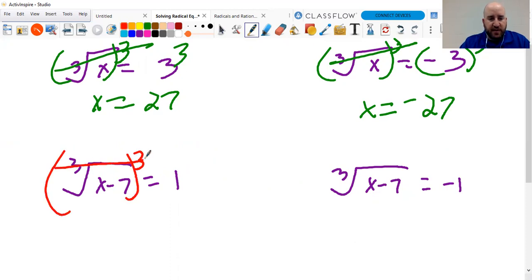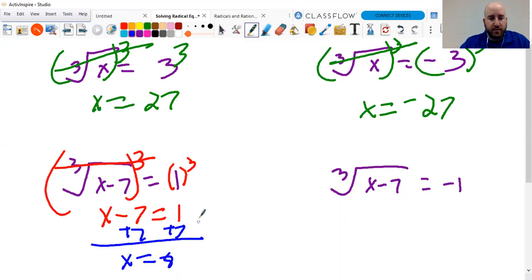Cube root of x minus 7, cube both sides. X minus 7 equals 1 cubed, which is +1. Add 7 to both sides, x equals 8.